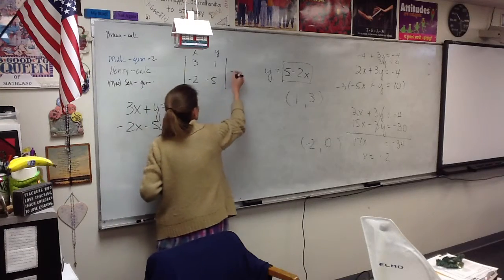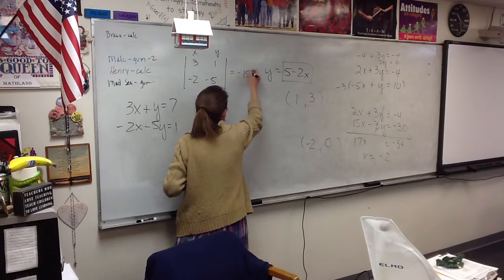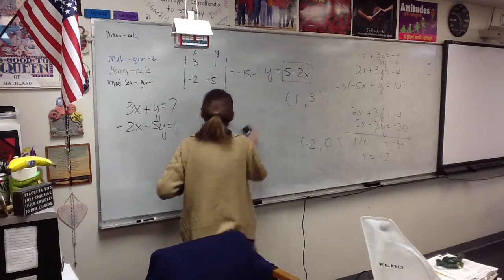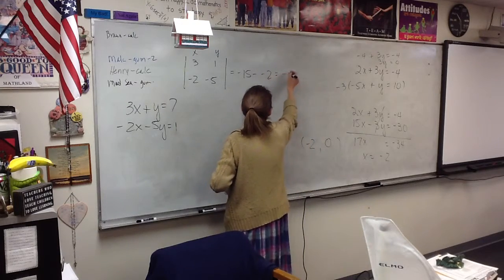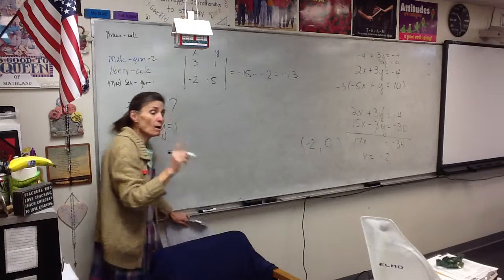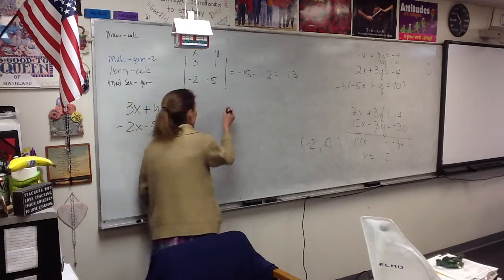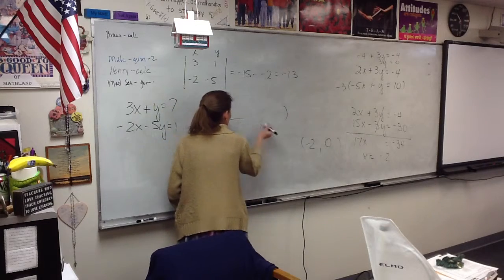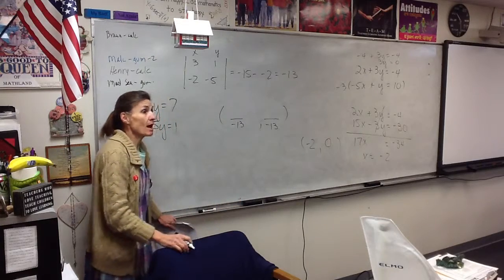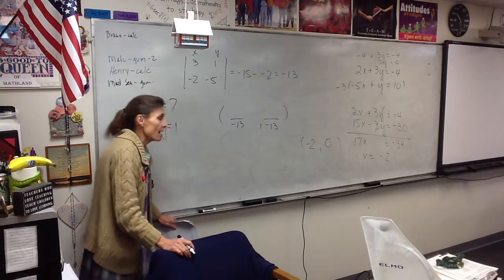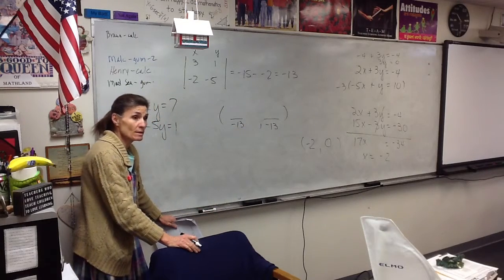Now what's the value of that determinant? We need to figure that out. That would be -15 minus -2, -13. Now what do I do with the -13? That's the denominator. Remember, you're going to have an ordered pair, an x and a y, but this time they're going to be fractions, and the denominator is going to be -13. Are you remembering this?